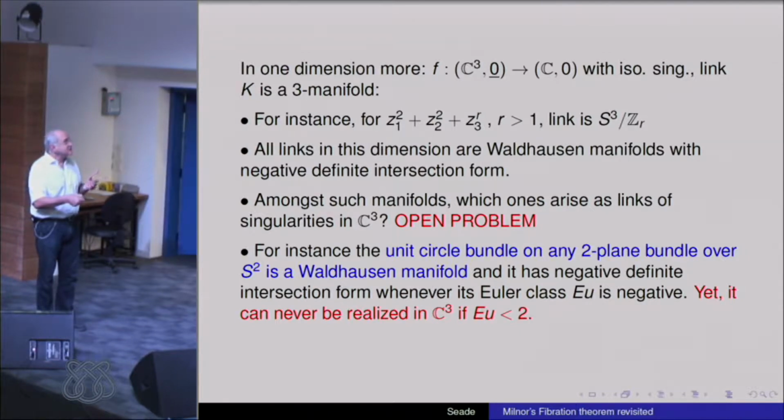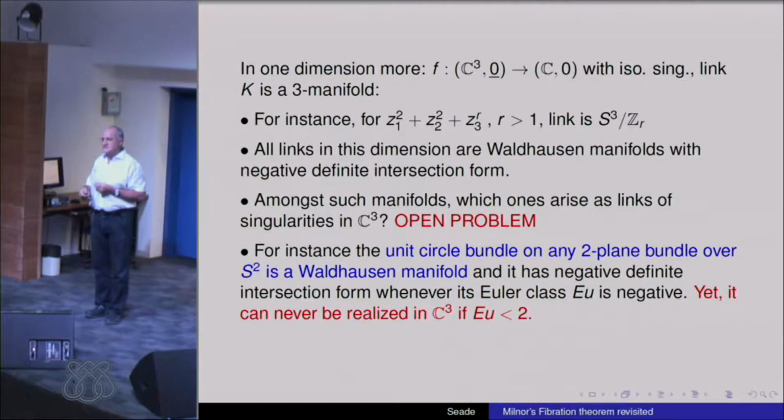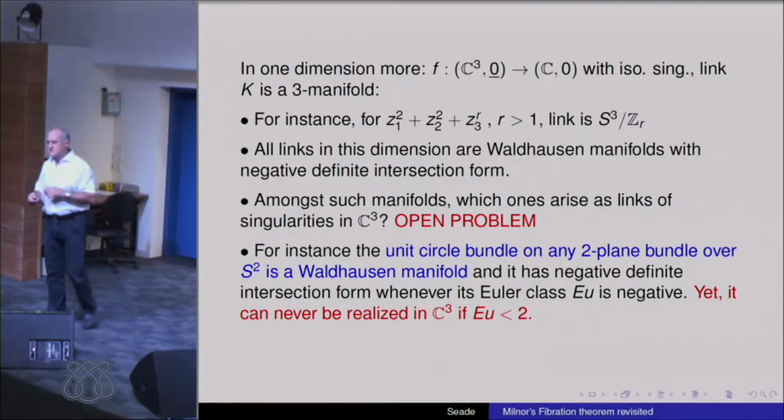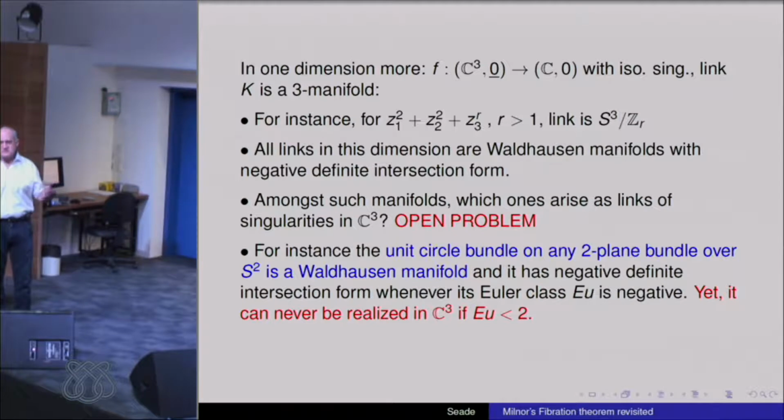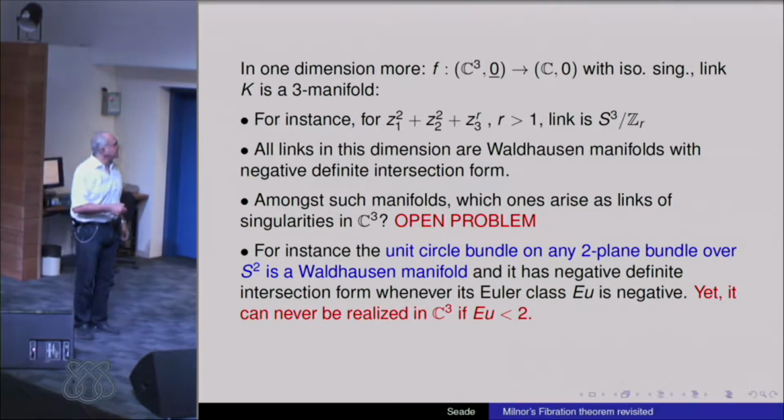And then a natural question is, amongst all the Waldhausen manifolds with negative definite intersection form, which ones appear as links of surfaces in C3? Open question, we don't know the answer. We have many examples, we have necessary conditions, but we don't have sufficient ones, there is not a characterization. It will be very interesting. And there are many Waldhausen manifolds with negative definite intersection form that do not appear as links of singularities.